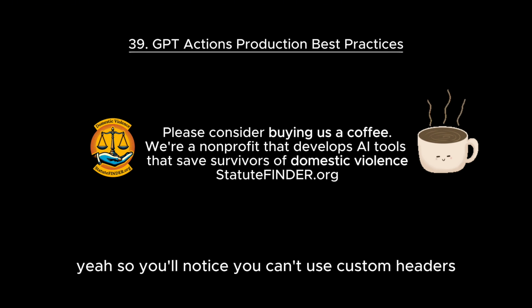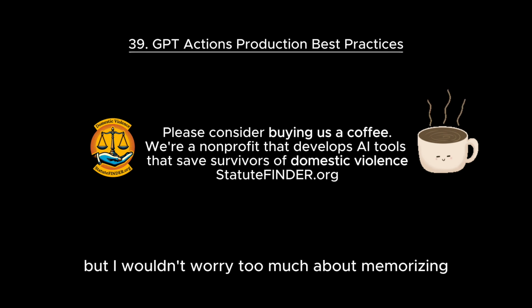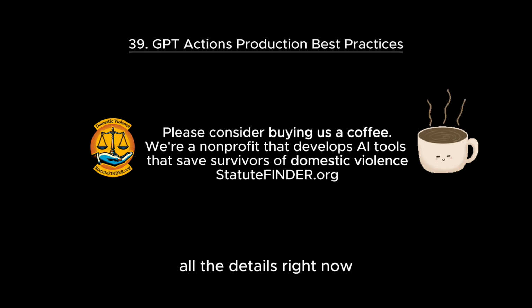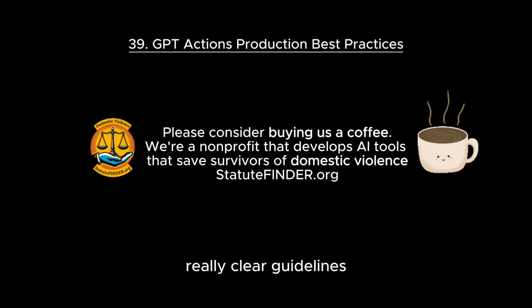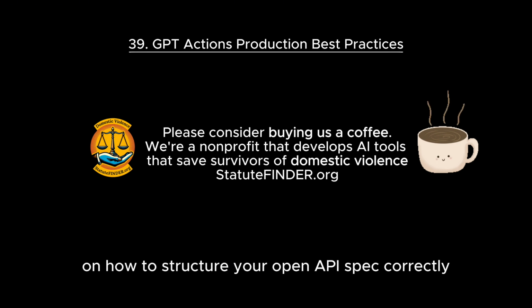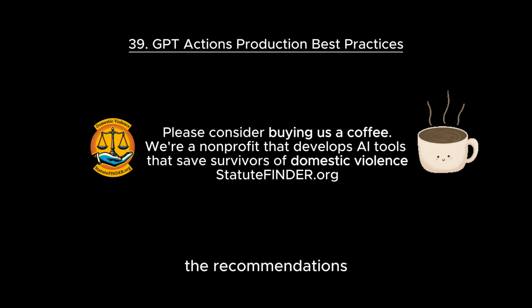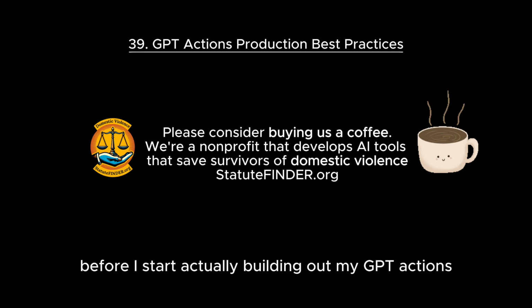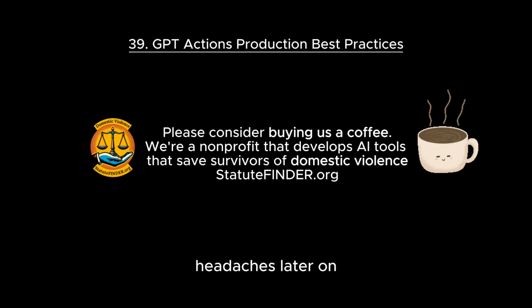Yeah, so you'll notice you can't use custom headers. There are domain restrictions for OAuth. Payloads can only be text. But I wouldn't worry too much about memorizing all the details right now. The important thing is to know that the OpenAI documentation provides really clear guidelines on how to structure your OpenAPI spec correctly. So familiarize myself with the specific rules and recommendations before I start actually building out my GPT actions. Sounds like planning ahead and following these guidelines will save me some headaches later on.